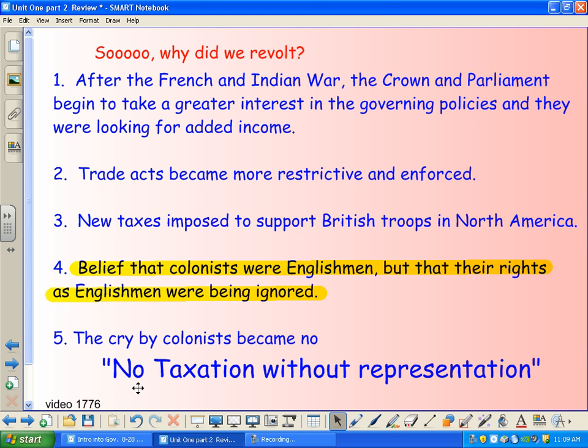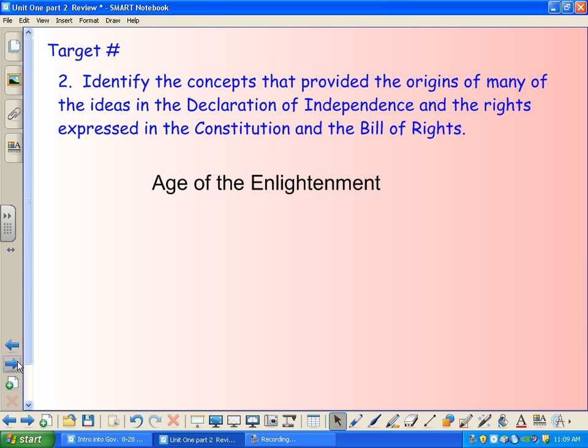All right, so revolution. Now, revolution didn't grow just out of nowhere. It came as a result of a lot of people thinking about the idea of government. And because of that, this comes from this target here, the Age of Enlightenment had been going on for a while in Europe. Their ideas came to this country.